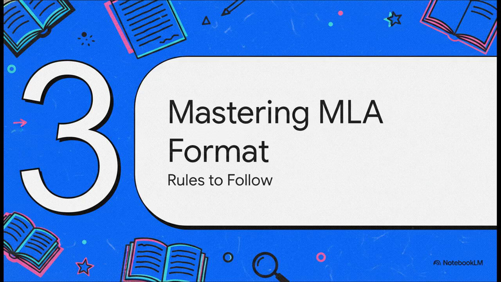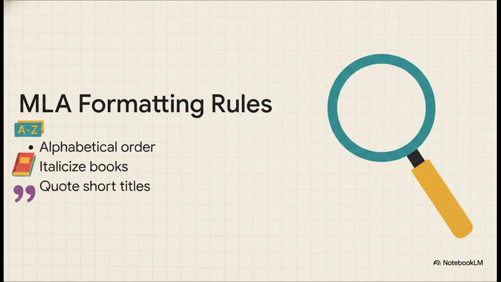Now for the execution phase. Section 3, mastering MLA format, rules to follow. Okay, let's be real, MLA formatting is notoriously strict. It's almost like it enjoys testing our patience. But you absolutely must follow these rules to the letter. First off, ensure you're strictly using MLA format for all your citations. Next up, you need to list your sources in alphabetical order based on the author's last name. When it comes to the titles, make sure you properly italicize longer works, like book or journal titles. Conversely, you're going to use quotation marks for shorter titles, and that includes articles and your TED Talk.